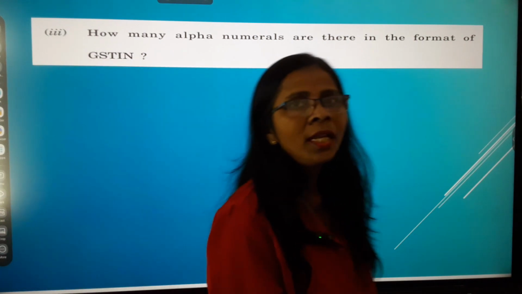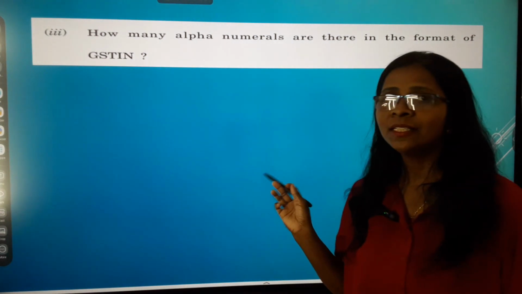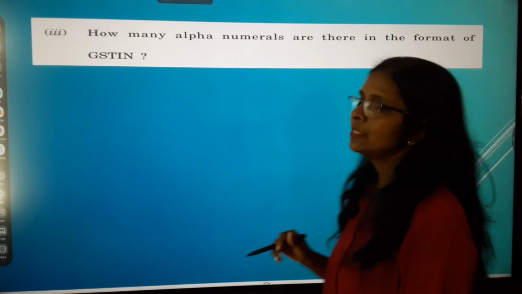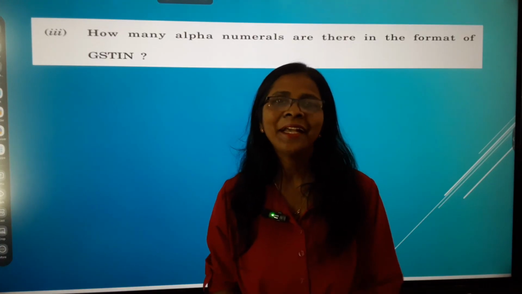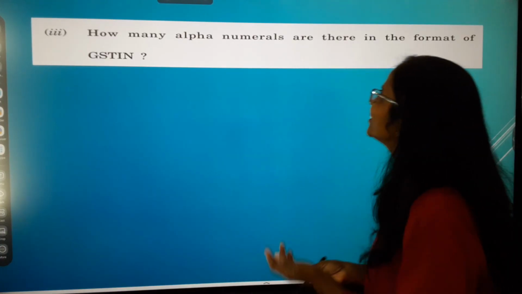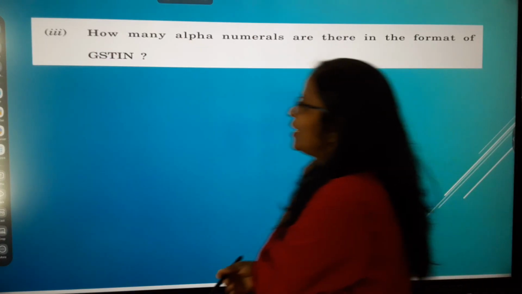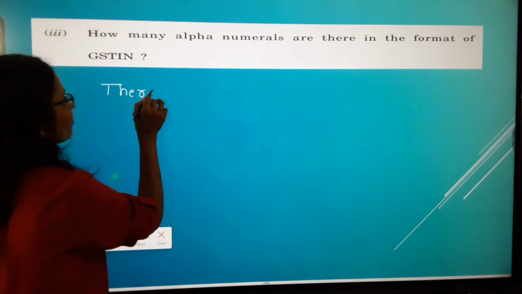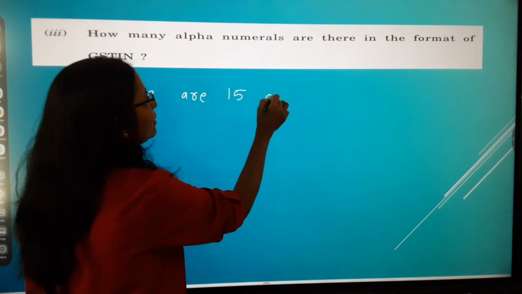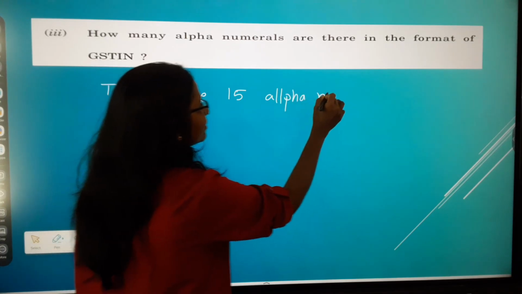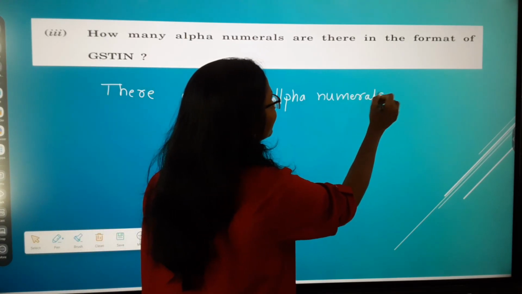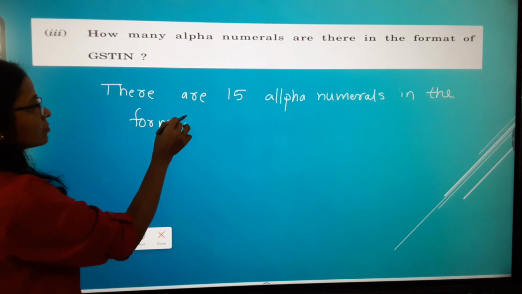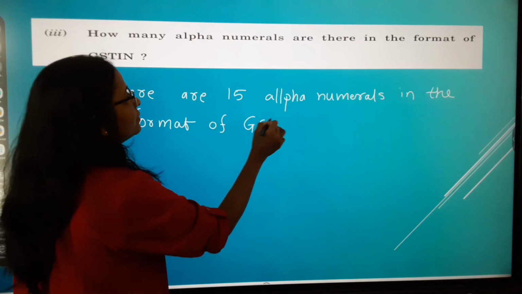Questions are repeated. Okay. Now here the third question, very easy question students. See, how many alphanumerals are there in the format of GSTIN? Yes, in GSTIN there are 15. There are 15 alphanumerals. Okay, so here we write the answer: there are 15 alphanumerals in the format of GSTIN.